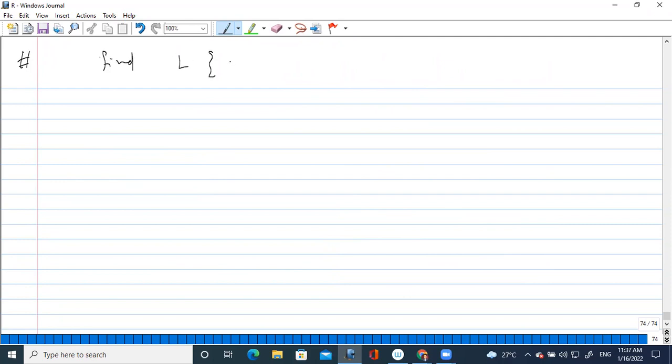Find Laplace of e to the power minus 2t into t square. Can you solve this question? Okay, all of you solve, please tell me the answer. All of you solve it quickly.